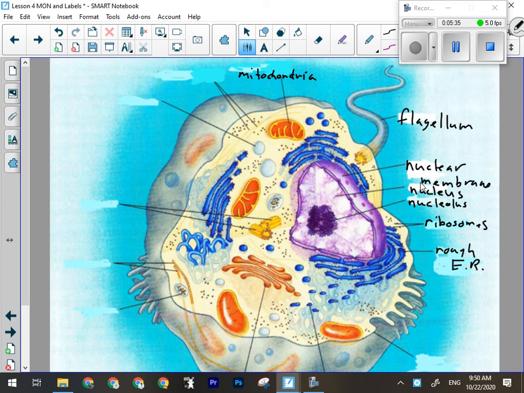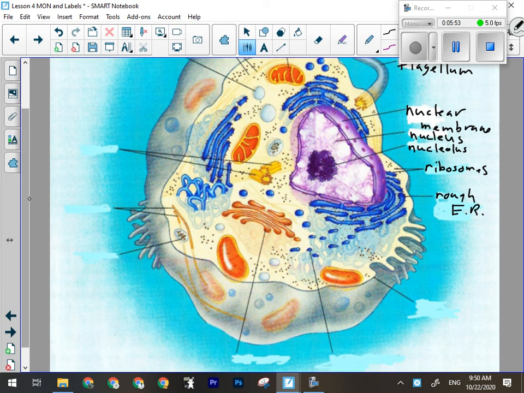What the rough ER does is it transports the proteins. It's covered in ribosomes that are constantly making proteins. It's very close to the nucleus, so there's constantly proteins being built and moved, so it's a very busy place.